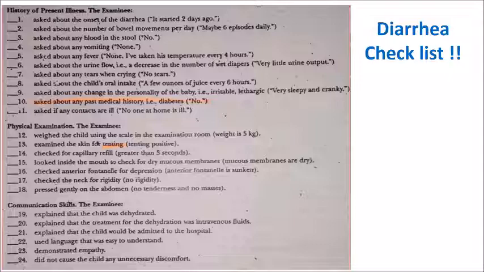So that's 11 points they have set for the history. And now we come to the physical examination.